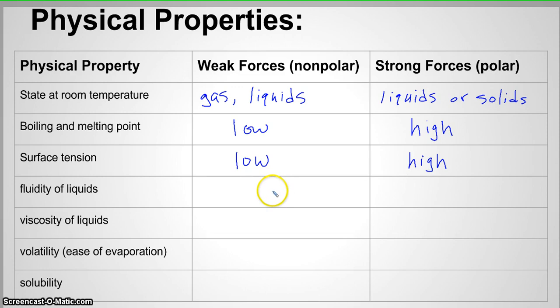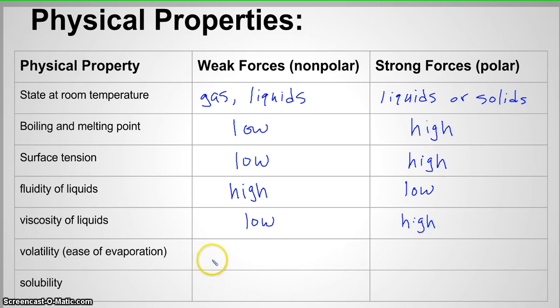Now, fluidity of liquids is talking about how easily they flow. Okay, so if there are weak forces holding the liquid molecules together, it's going to be easy for them to flow. So we will call the fluidity of liquids that are nonpolar, they would have a high fluidity. Okay, now viscosity is kind of the opposite of fluidity. It's how they resist flowing. So if they have a high fluidity, then they're going to have a low viscosity. And then the opposite is true. Things that are held really tightly together are going to have low fluidity and high viscosity. So those are opposites of each other.